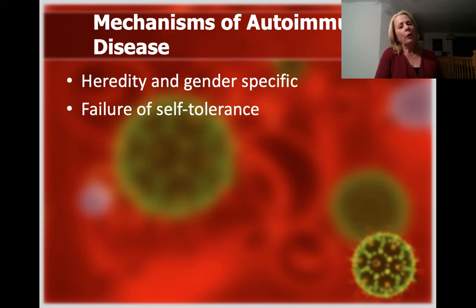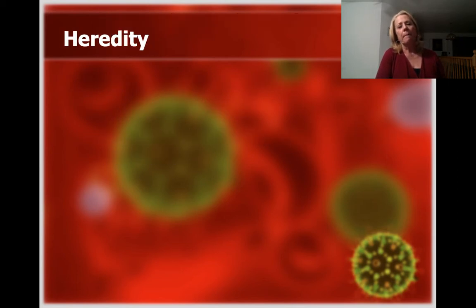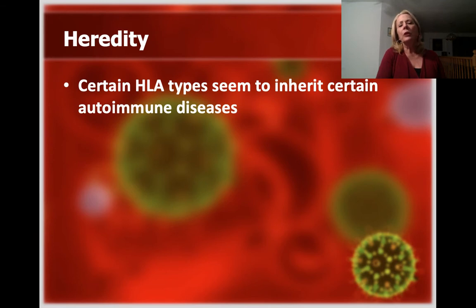So the autoimmune disease, like we talked about before, is a failure of self-tolerance, which simply means our immune system no longer is able to recognize certain things as self versus non-self. Certain HLA types seem to inherit certain autoimmune diseases. Remember we talked about HLA A, B, and C, and then DP, DQ, DR, and certain types of those HLAs are going to be much more likely to have autoimmune diseases.